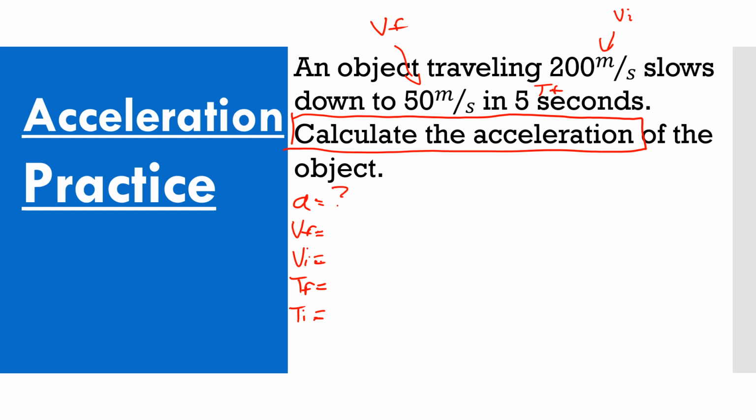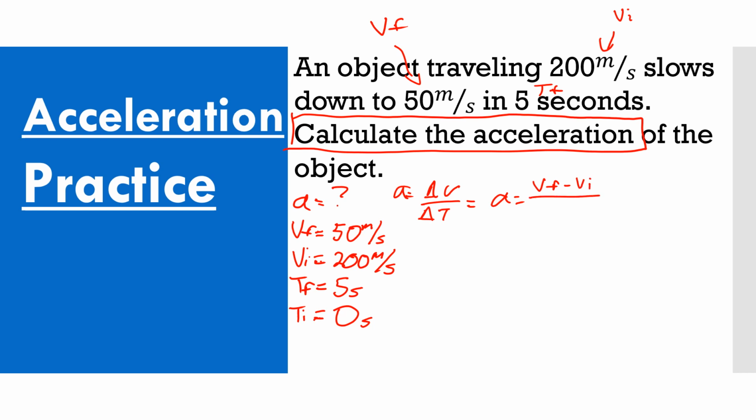So we're looking for acceleration. Our final velocity, 50 meters per second. Our initial, 200 meters per second. Our time final, 5 seconds. And our time initial, 0 seconds. So we have our formula. Acceleration is equal to delta V over delta T: velocity final minus velocity initial over time final minus time initial. We're going to plug our numbers into our formula here.